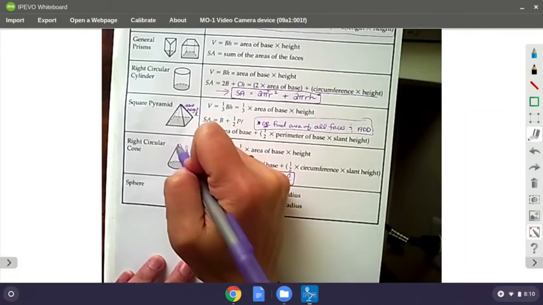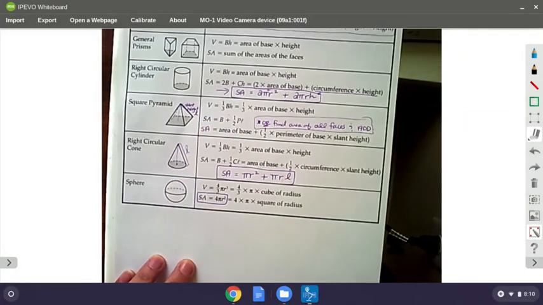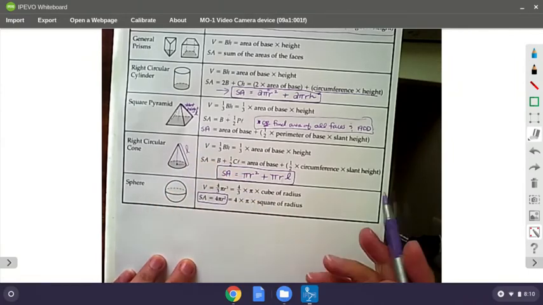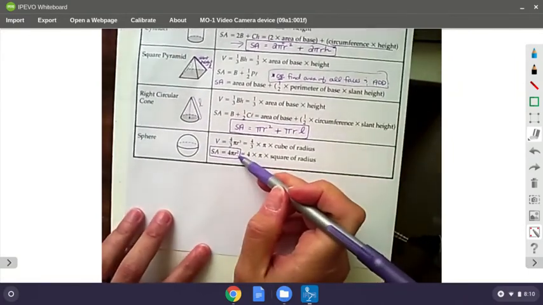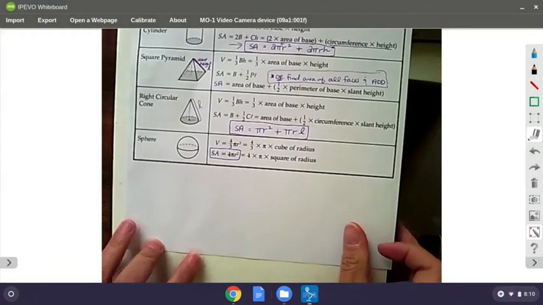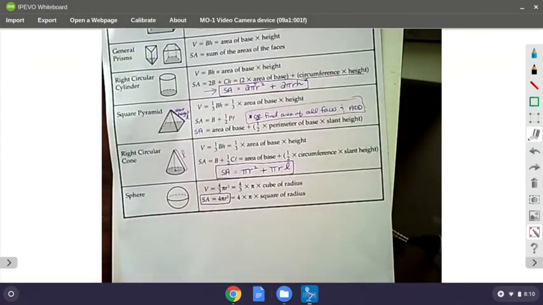Sometimes you might have to find it. Like they might give you the actual height of the cone, and then you have to find the slant height using Pythagorean theorem. And then the surface area of a sphere is 4 pi r squared. So I'm going to do a few examples, probably one of each, and then you're going to practice them.